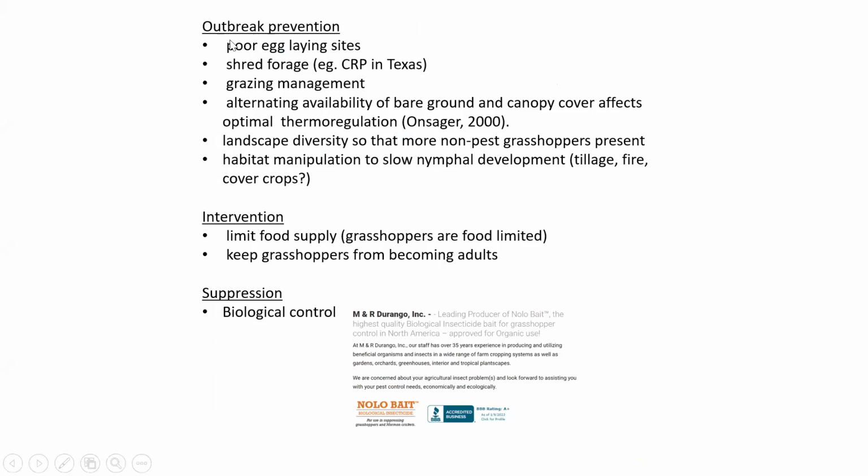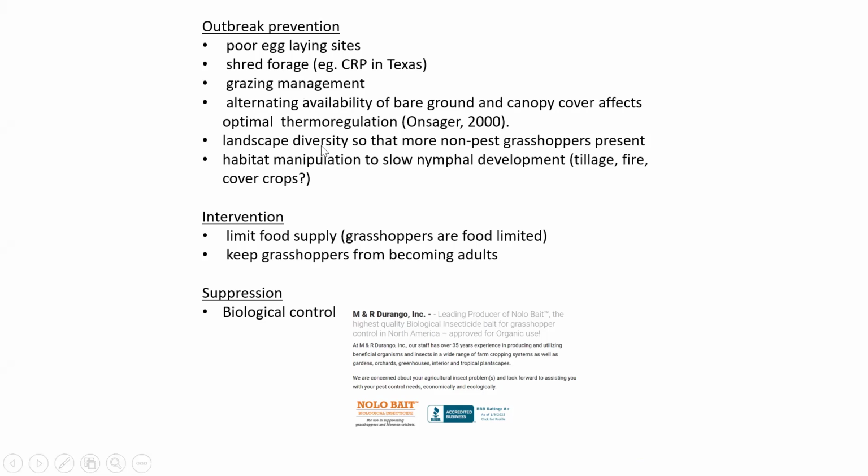So in summary, how do we prevent grasshopper outbreaks? And by the way, a repeated insecticide application does not work in an intense grasshopper outbreak year. You have to kind of plan ahead and use a more nature-based approach. I want to go to point number 4 here, alternating availability of bare ground and canopy cover. It affects the thermoregulation, and that is one of the reasons why the twice-over grazing system works, but it is one of the most important tools.